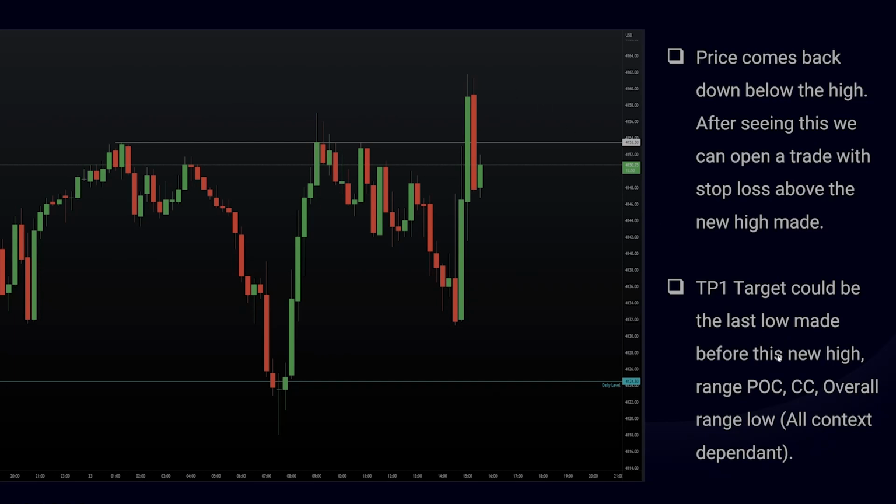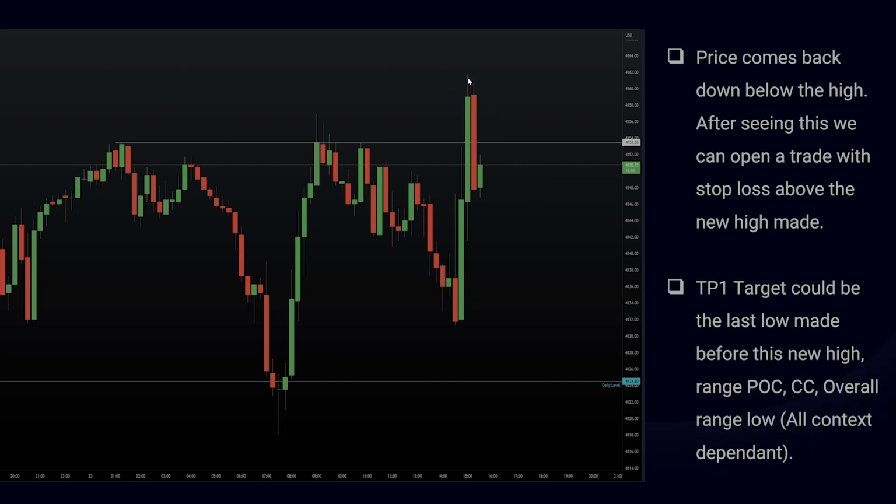We could alternatively use tools such as the range pointer control, take a fixed range, use the range pointer control. We could use the CC, for example, low to high, look for the Fibonacci CC, the overall range low. Okay, so we've got a few different targets, and this is depending on the context.